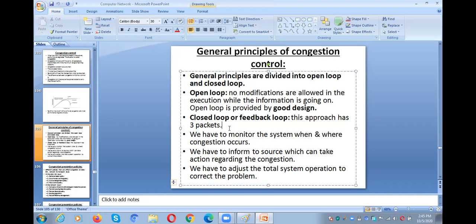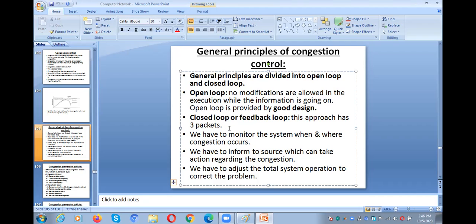Then what about the closed loop? Closed loop means we need to monitor the system whenever there is a collision or congestion. So immediately you need to monitor the network and identify the congestion or collisions. If any congestion is found, you need to take corrective measures. That is called closed loop.